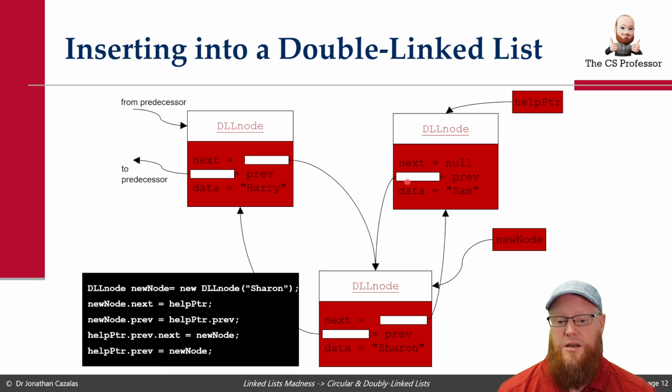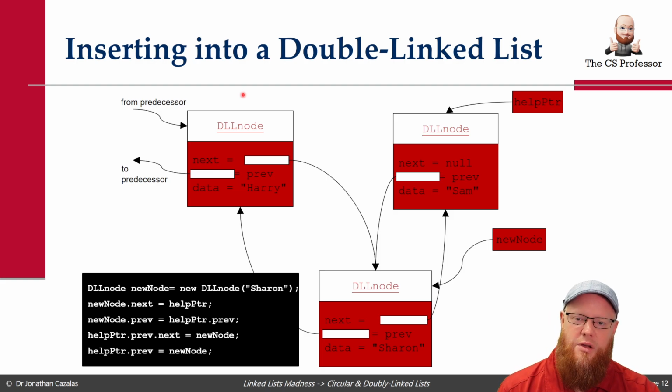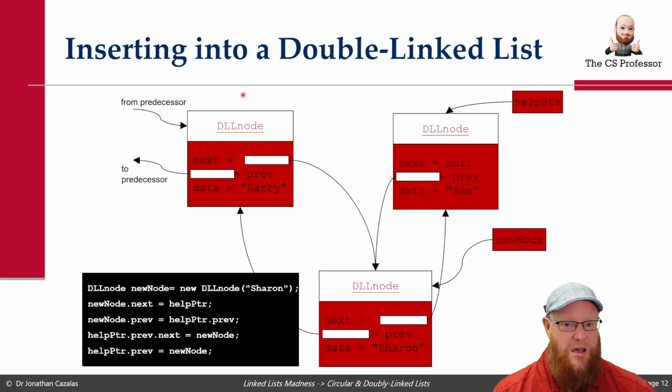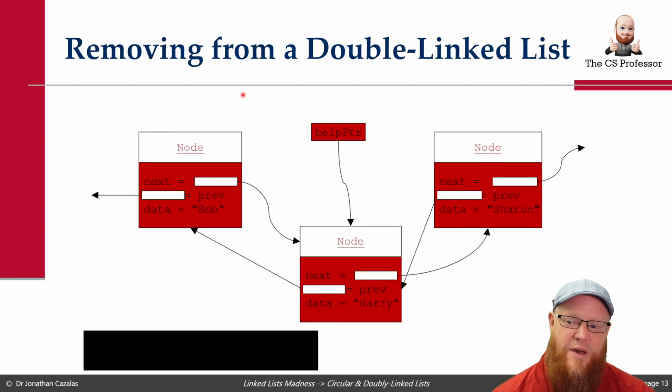Want to challenge yourself? Make help pointer point at Harry instead of pointing at Sam, and now try to make those same lines of code once again. Now it's different, right? Because help pointer is pointing somewhere different. But it's just important to think about, oh, you want to make Sharon point to Harry? Well, we're really taking some address, Harry's address, and we're saving it in either the next or the previous of Sharon, depending on which side Harry can be found.